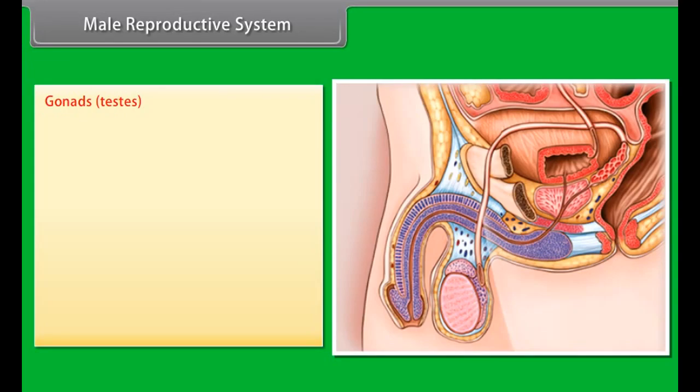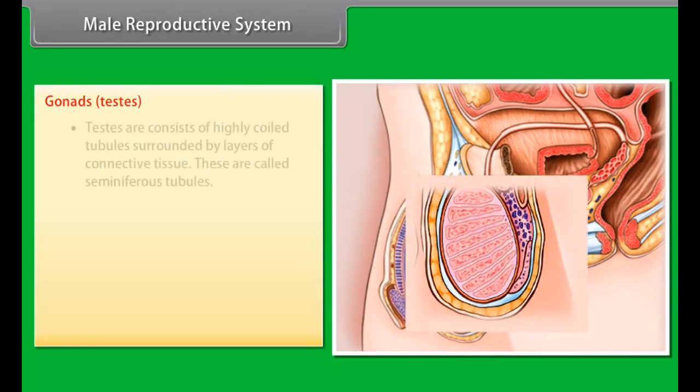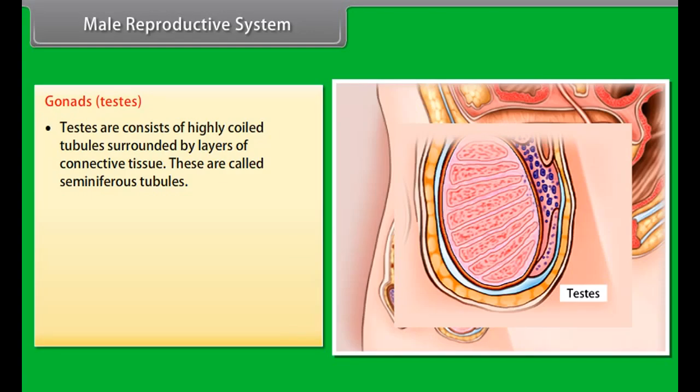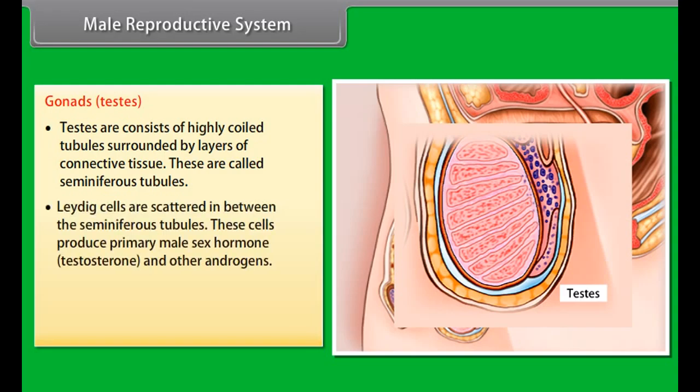Gonads. Testes. Testes consist of highly coiled tubules surrounded by layers of connective tissue. These are called seminiferous tubules. Leydig cells are scattered in between the seminiferous tubules. These cells produce the primary male sex hormone, testosterone, and other androgens. Sperms are produced in the seminiferous tubules.